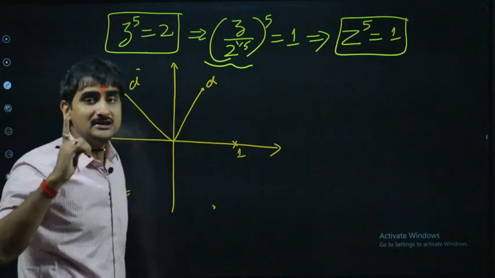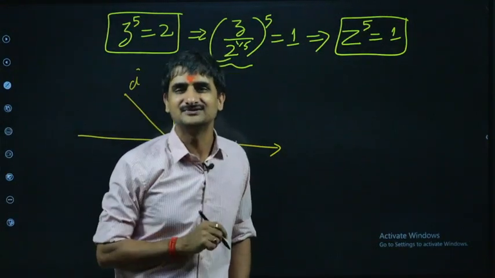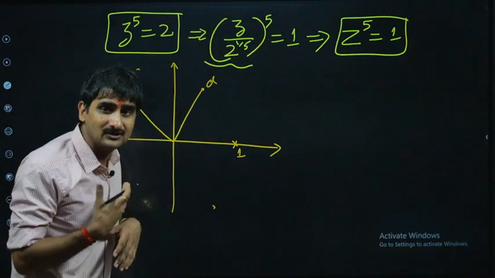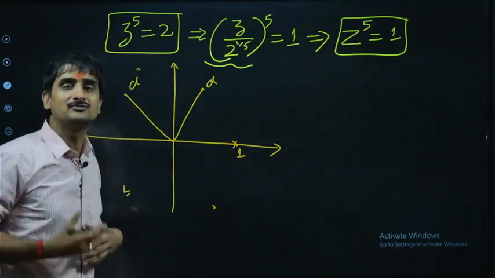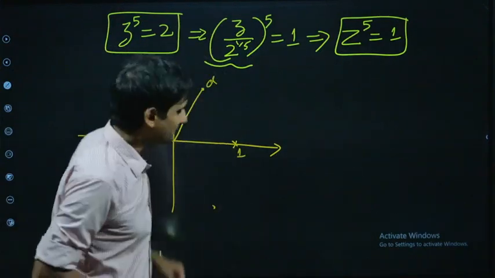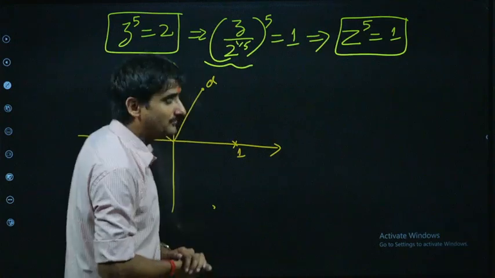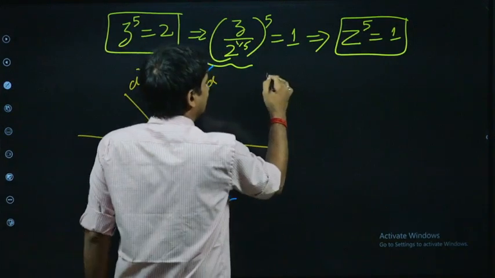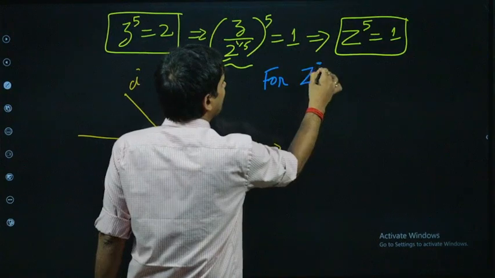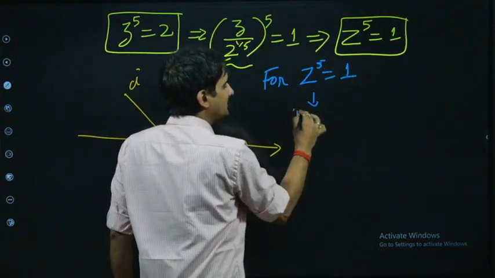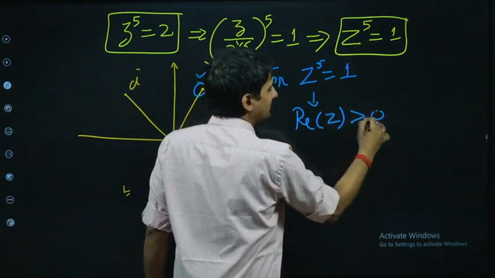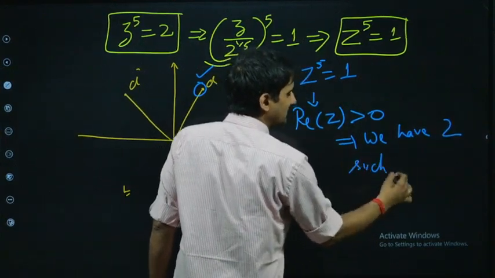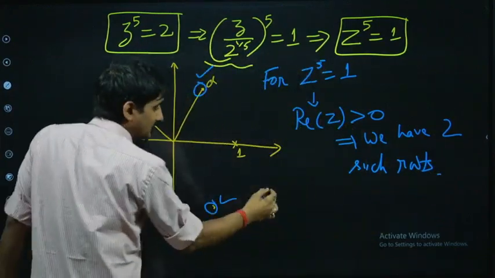So we have one root in each quadrant, students. Out of these 4 roots, how many roots have a positive real part? Of course those are the roots which lie on the right side of the imaginary axis. So this is one, this is one. So for z raised to the power 5 is equal to 1, real part of z positive implies we have two such roots. As you can see from this figure, but we are talking about small z. But will that make any difference?